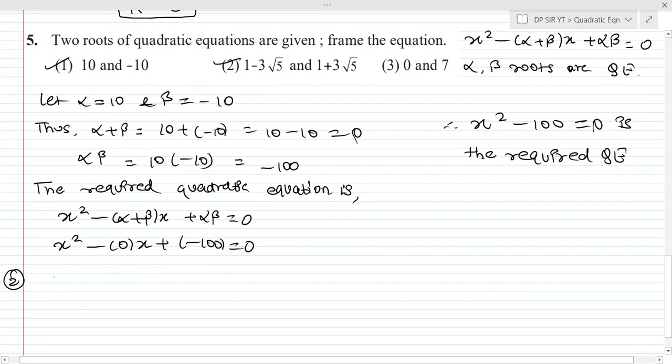Here it's 1 minus 3 root 5 and 1 plus 3 root 5. So let alpha is equal to 1 minus 3 root 5 and beta is equal to 1 plus 3 root 5.